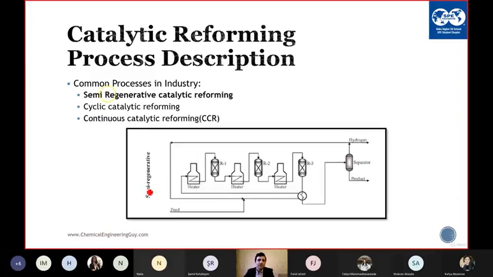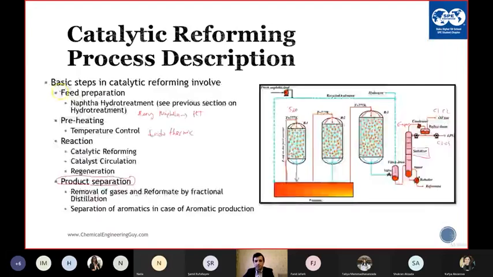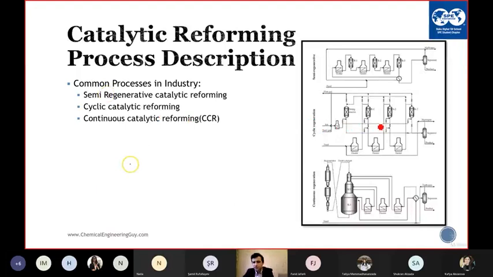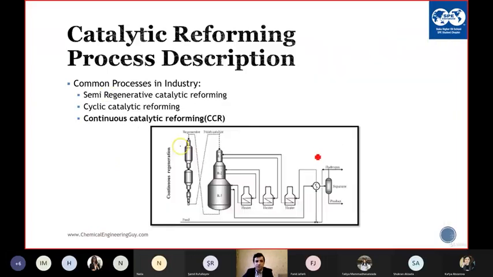Then we have the cyclic catalytic reforming, so this is a cyclic catalytic reactor. Here you can see that we take the catalyst out from the system, but we do it continuously, which is different from the semi-regenerative catalytic reforming. But the most commonly used is the continuous catalytic reforming, CCR.